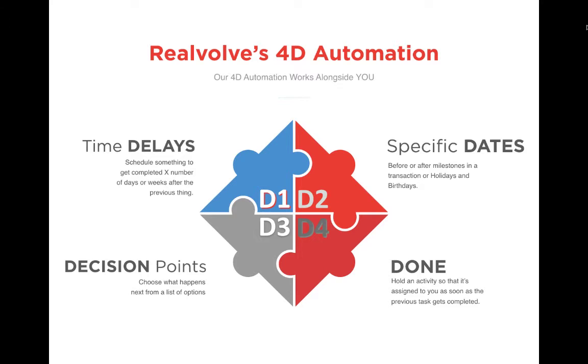We've got the decision points. D3 is decision points, and that allows you to choose what happens next from a list of options. After that activity is complete, or maybe if it's not even complete yet, you might have some need for going a different direction. This is what we consider our branching, the ability to branch in different directions. And then D4 covers the ability to hold a date until it's needed. It could be where you've got an activity that has to be done first, and then another activity is dependent on that. So there are a couple of different things that you can do with that. The D1 through D4 are very, very important.